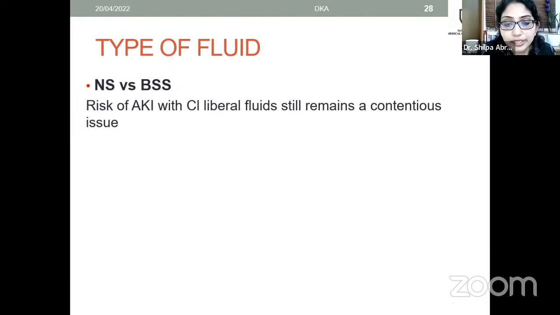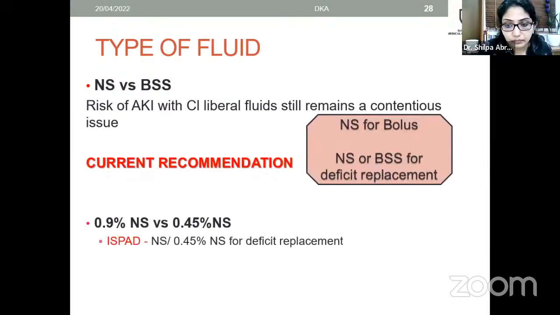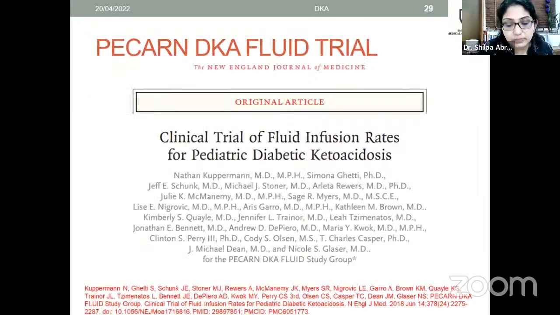So the point in favor of balanced salt solution is that there is a risk of AKI because of the hyperchloremia, which can develop with normal saline. But it is not very proven or highly evidence-based. So NS is also totally acceptable to be given in DKA. Then again, NS or half NS, according to the latest ISPAD guideline, you can give NS or you can give half NS for the replacement.